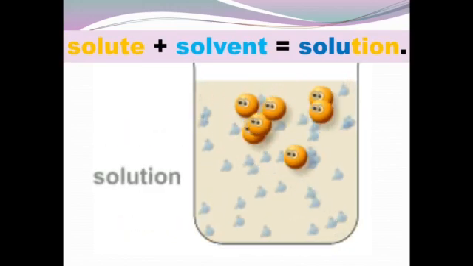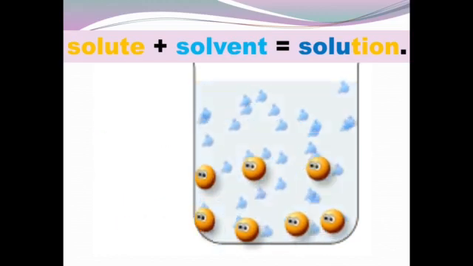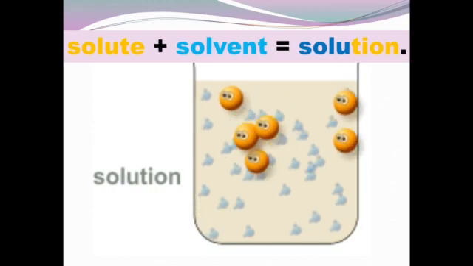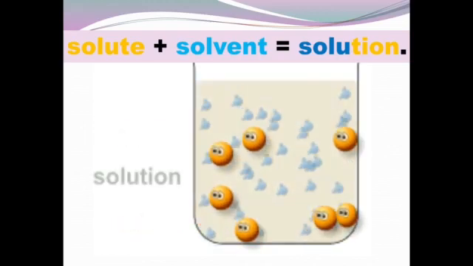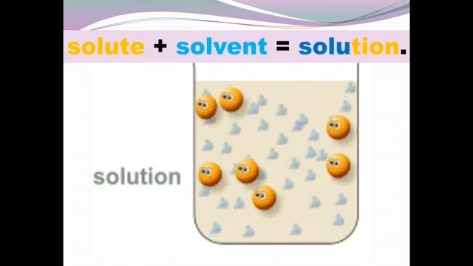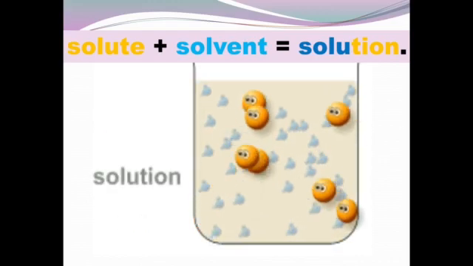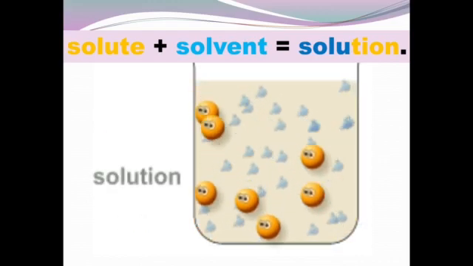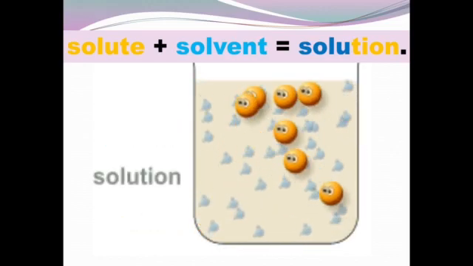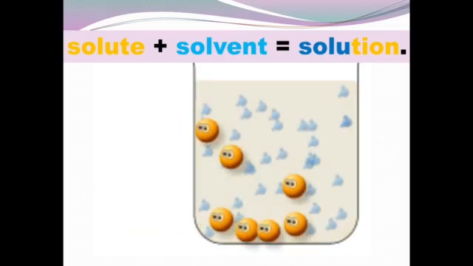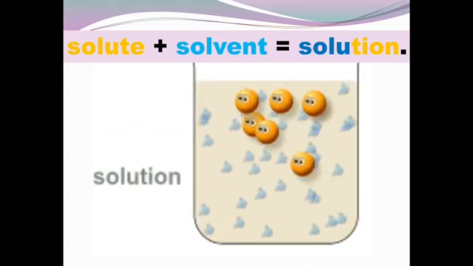Dissolving is a change where substances mix completely with the liquid they have been added to. This way, the substance that dissolves is called a solute and the substance in which the solute dissolves is called a solvent. So, the blue particles are the solvent and the orange particles are the solute. The resulting mixture is called a solution. Thus, solute plus solvent gives a solution.